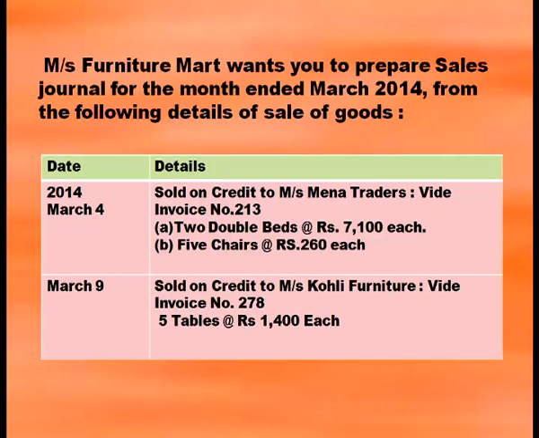Then on March 9th, sold on credit to Messrs. Kohli Furniture, and the invoice number is given. Details of the materials sold: 5 tables at rupees 1,400 each. The format of the sales book should be drawn.